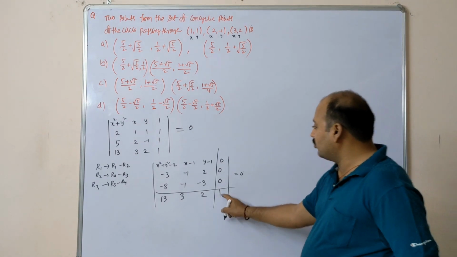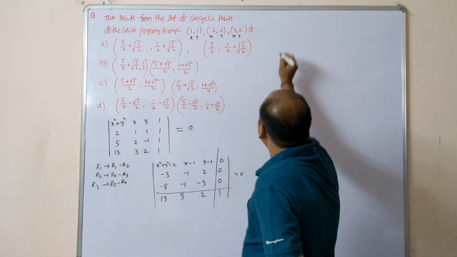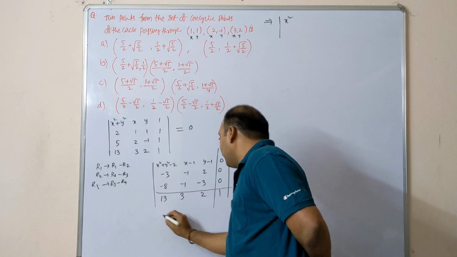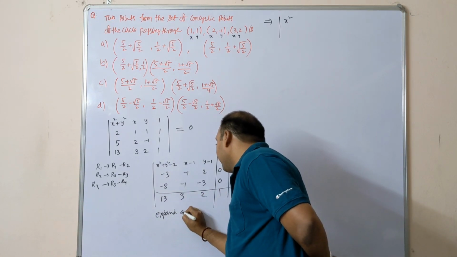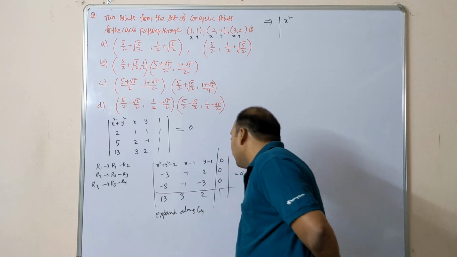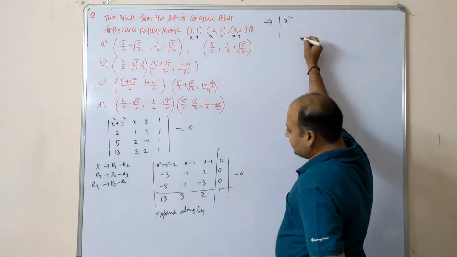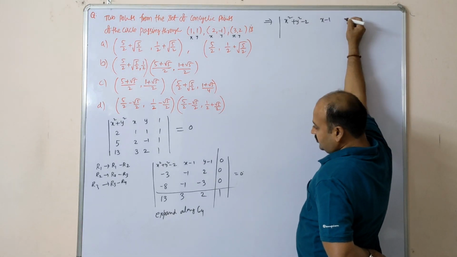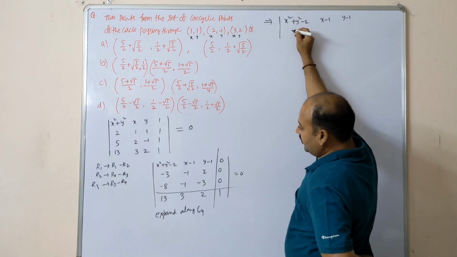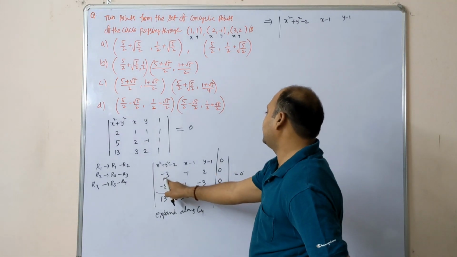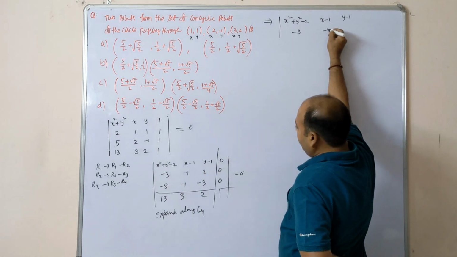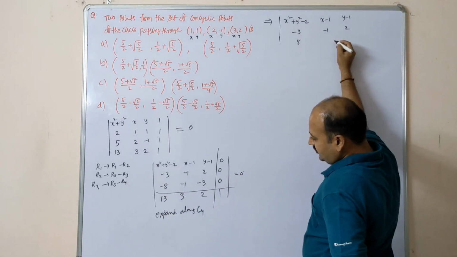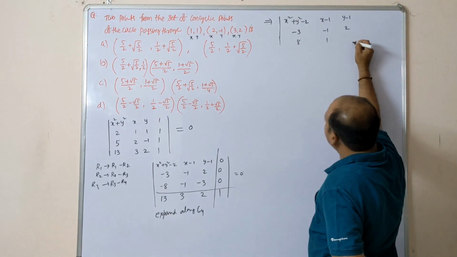That means 1 into this determinant. It leads to the determinant expanded along column 4, C4. So x square plus y square minus 2, x minus 1, y minus 1. So here this minus 3, minus 1, 2. In this determinant all are minus, now we can cancel. 8, 1, 3 also we can write equal to 0.